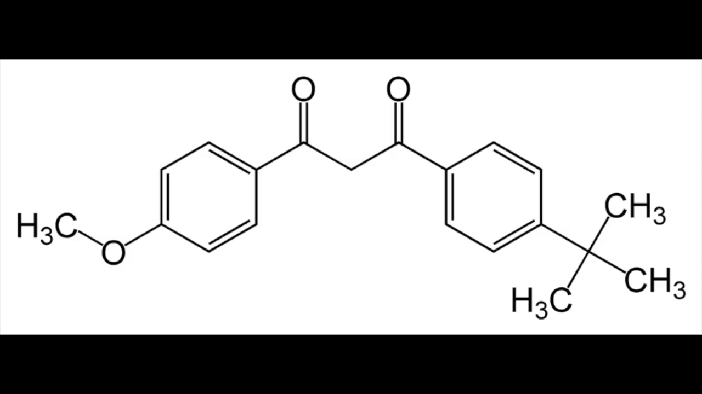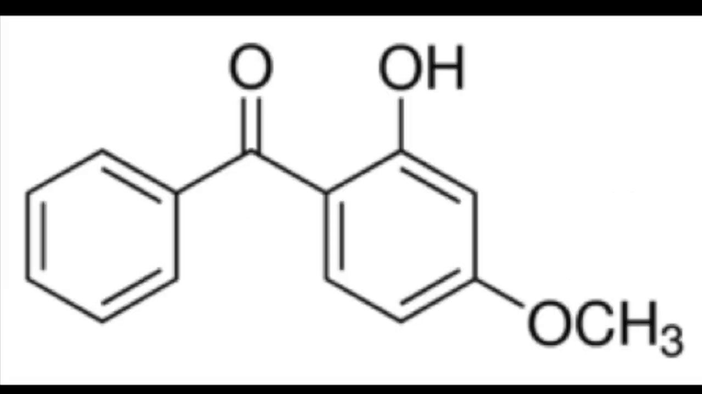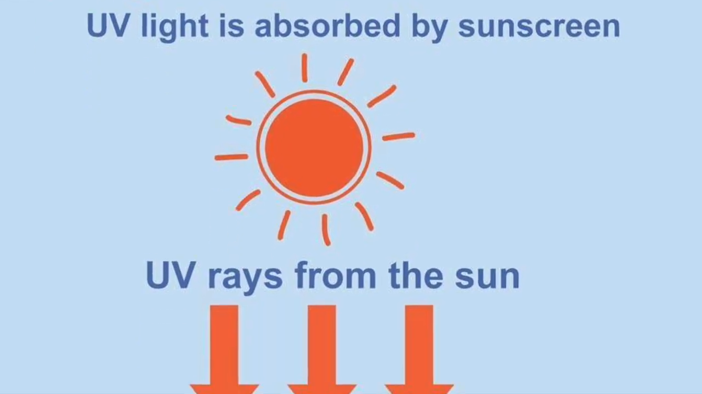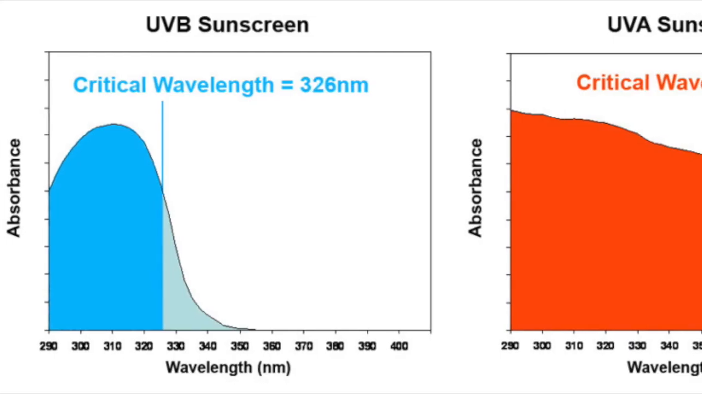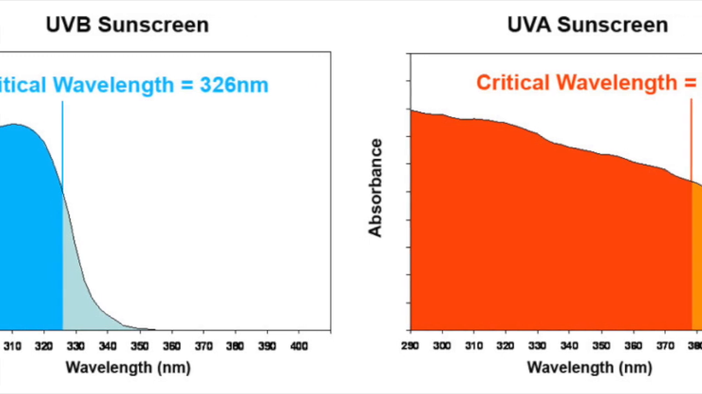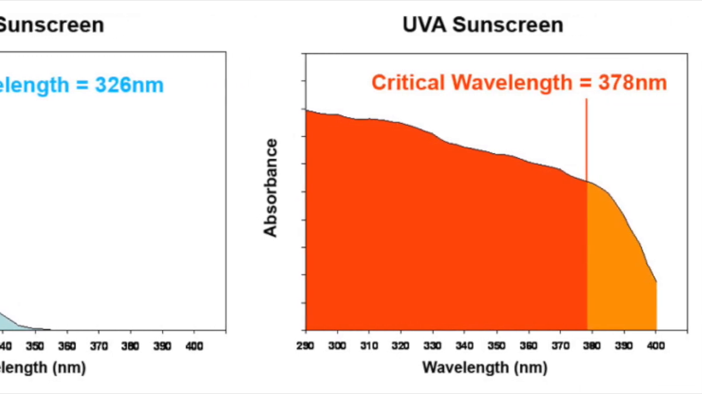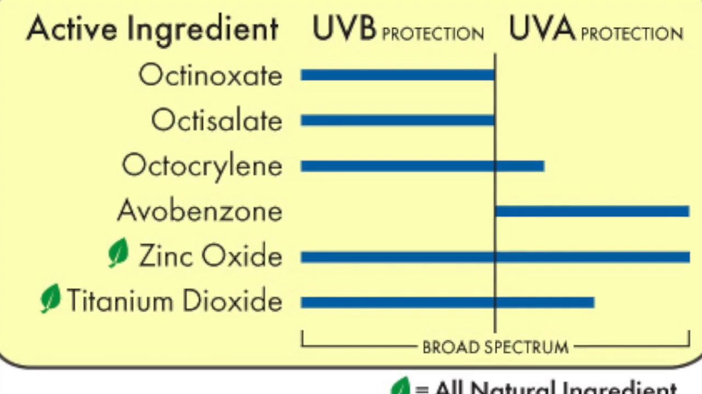Organic chemicals work in a different way. Compounds such as avobenzone or oxybenzone absorb light and dissipate it as heat so that our body doesn't absorb the UV light. There is a certain energy associated with each wavelength of UV light, and when the ray hits the organic molecules, the energy that it carries is used to break the bonds in these compounds, producing heat as a product.